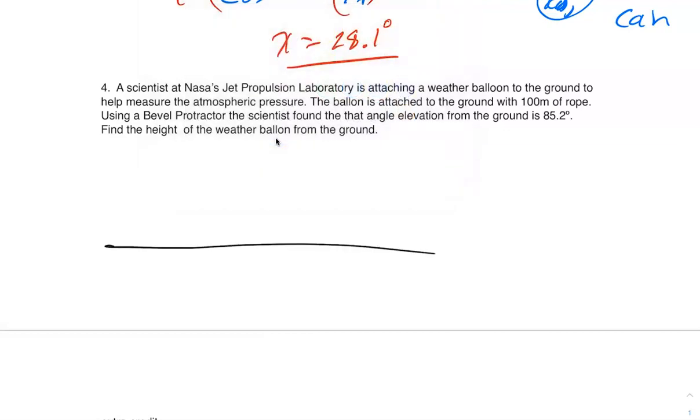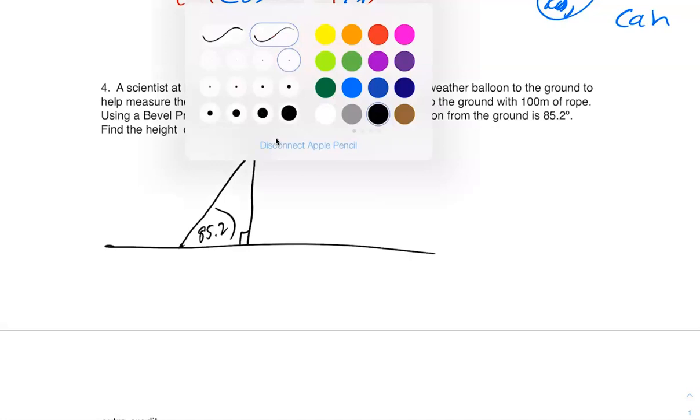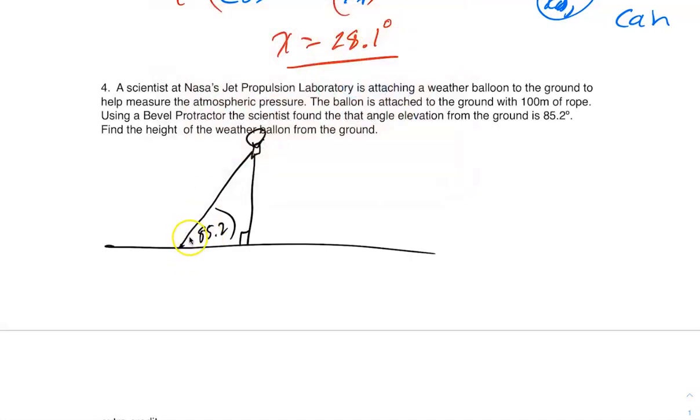Here's my ground. I have a weather balloon at an angle of elevation of 85.2. So something like this, 85.2. Here's my weather balloon. And we have a height. So key things in figuring out where to put everything. So we have our angle. The question is, find the height. Height's always next to the right angle, so this is my height.